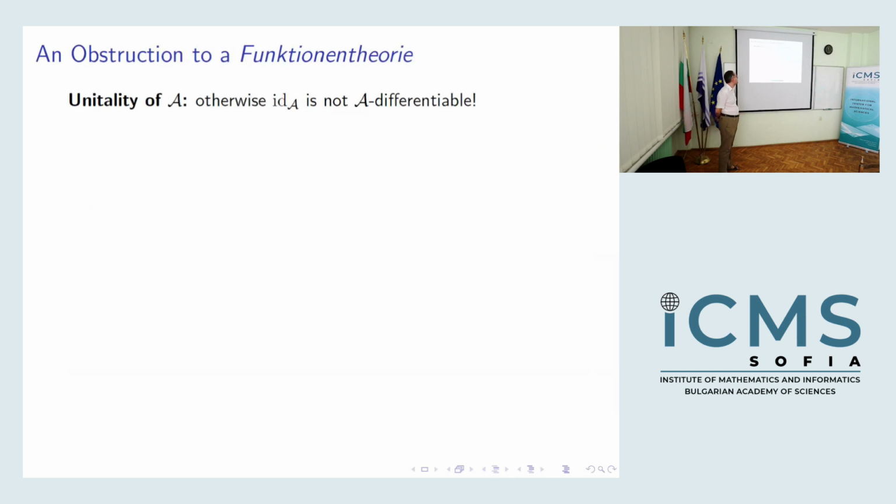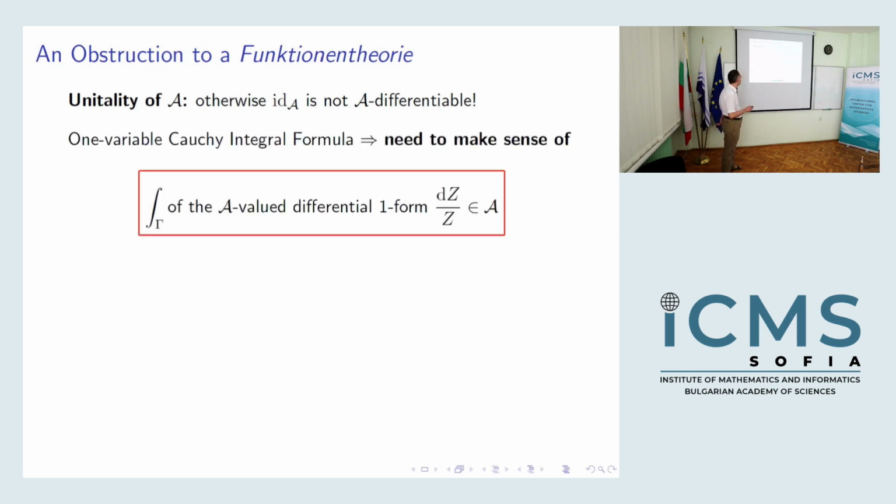Okay, and so before we even attempt to construct such a theory, there are some clear obstructions, and the first obstruction is the presence of a unit of the algebra. This is one of the reasons why it's actually more convenient to assume the algebra to be unital, namely, if it does not have any unit, the identity fails to be differentiable for trivial reasons, so not very convenient.